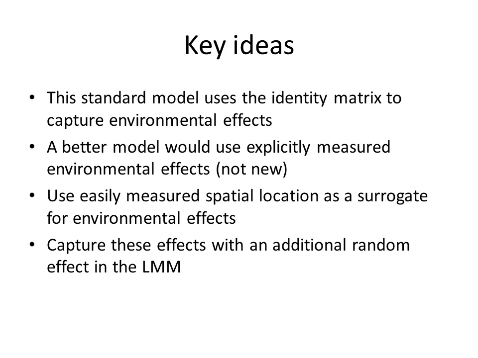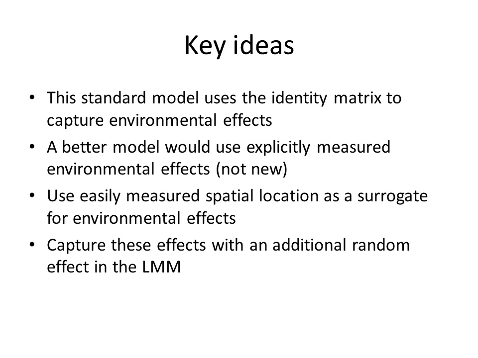This model uses the identity matrix to model environmental effects. It turns out that's not a good idea. As I just mentioned, you could explicitly measure environmental factors and model them, but that's extremely tedious and sometimes impossible. So we're proposing that you use spatial location as a surrogate for environmental effects. Spatial location is very easily measured, and it's easy to put into the linear mixed model, as we'll now see.